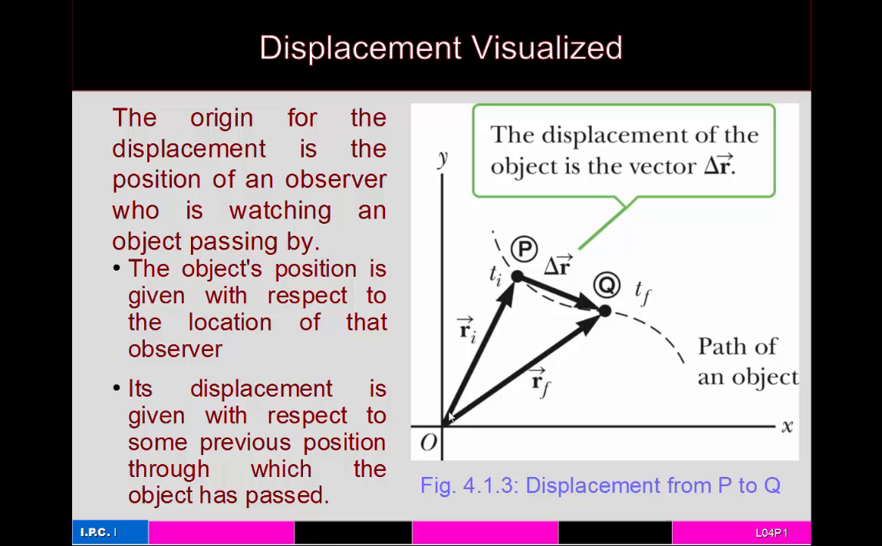The origin might be a particular agreed upon reference point, or it might be, for example, the position of an observer who's watching this motion happen, usually a stationary observer, although you can also do this with relative motions, which is a topic for another lecture.